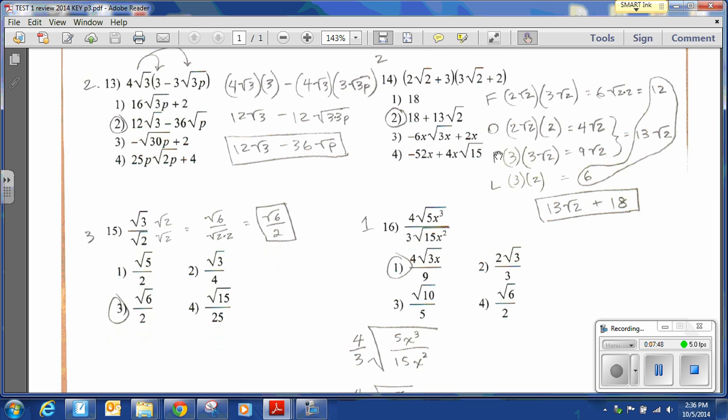Number 14, we must FOIL. As you can see, first terms, 2 times 3 is 6. Radical 2 times radical 2 is 2, right? So 2 times 6 is 12.